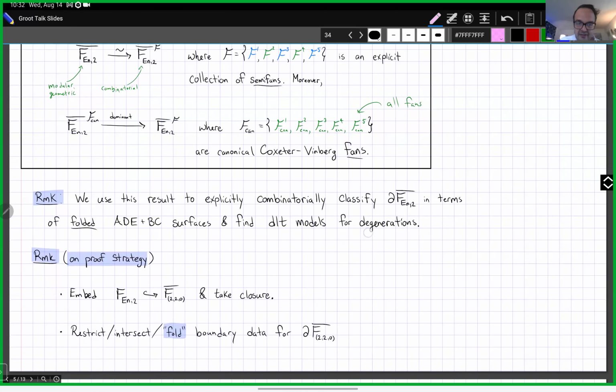So the main theory that goes into this is that we classify the boundary in terms of what are called ADE surfaces, and then also types B and C surfaces. So I'll say more about that. And we find models for these degenerations.